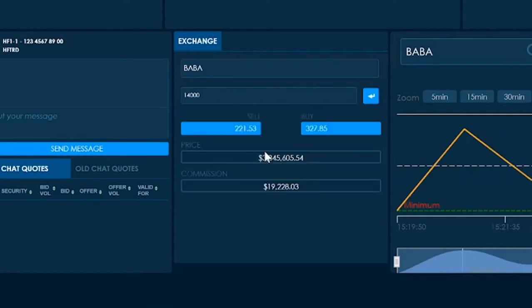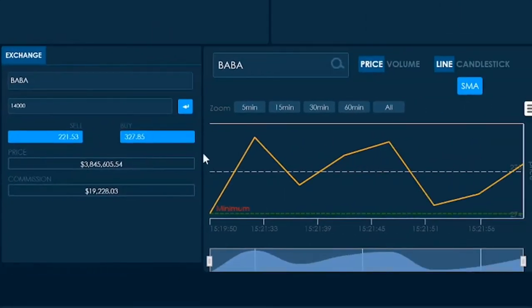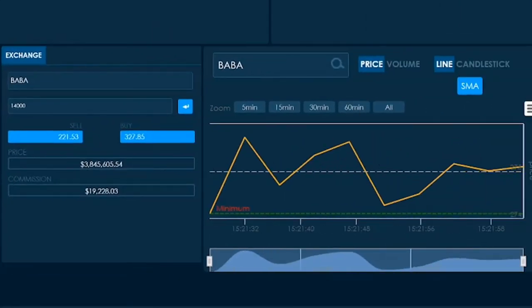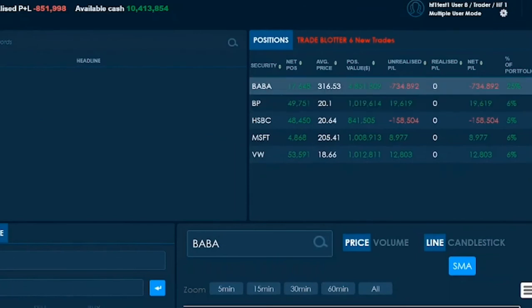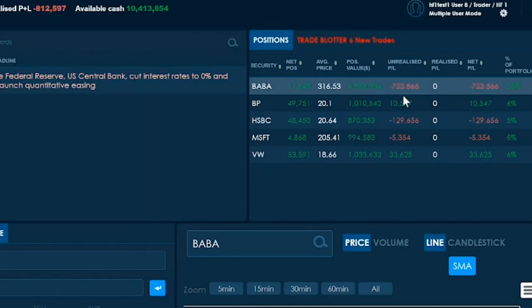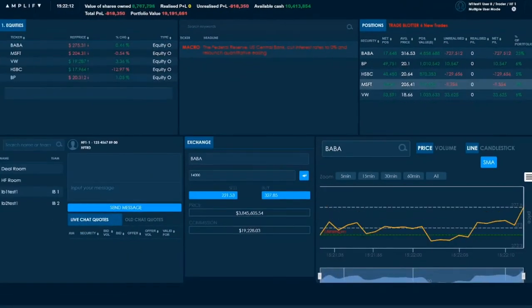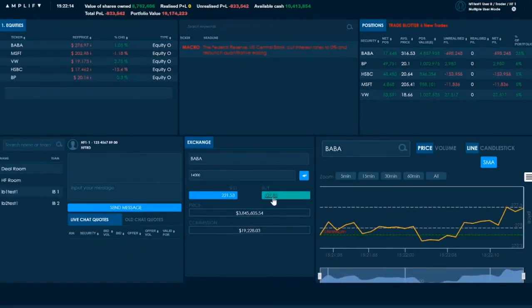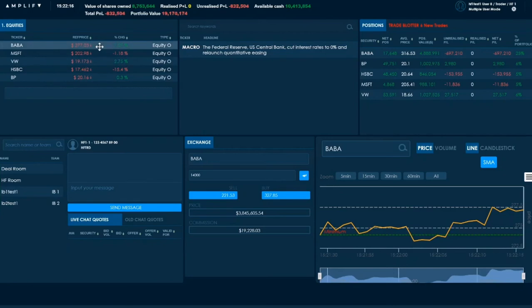Let's say you did buy. Well, what would happen here? Well, firstly, we'd spike the market higher, but look, we're in a much bigger position at the top now. We're in 4.8 million, but check out our unrealized P&L. It's now minus $750,000. That's because we just bought at 327 a share that's trading on the exchange at 277.